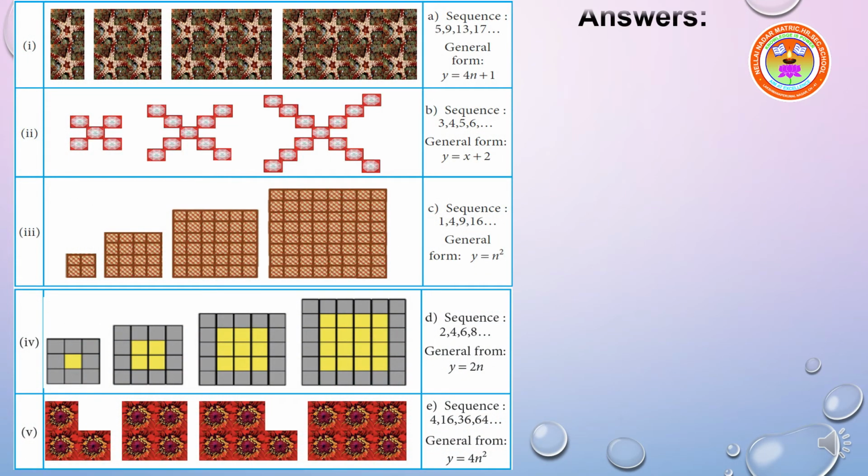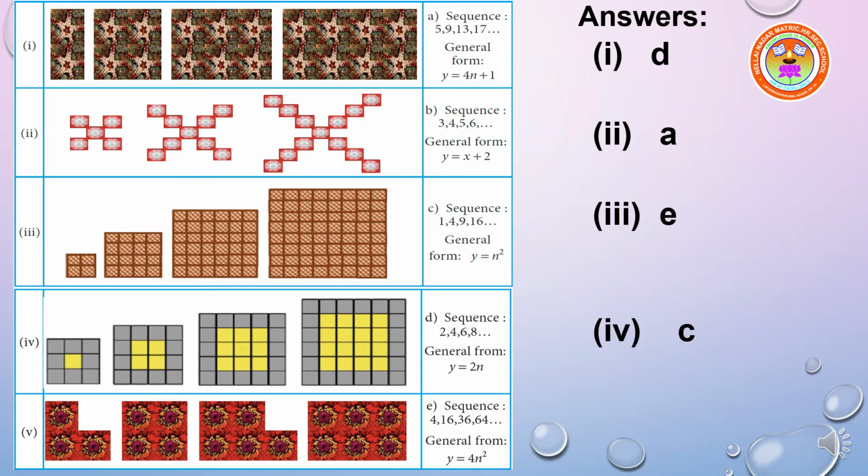So we can just match it and write the answers. For the first subdivision, the option is D. That is, the sequence is 2, 4, 6, 8. Next, for the second subdivision, the option is A: 5, 9, 13, etc. And for the third one, the option is E. So the sequence there is 4, 16, 36, 64, etc.